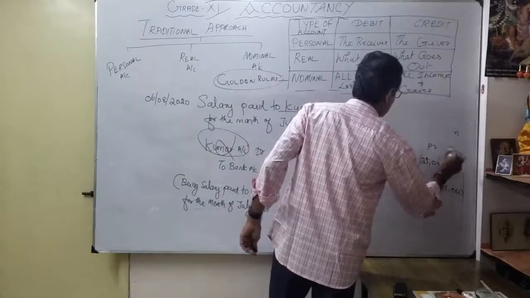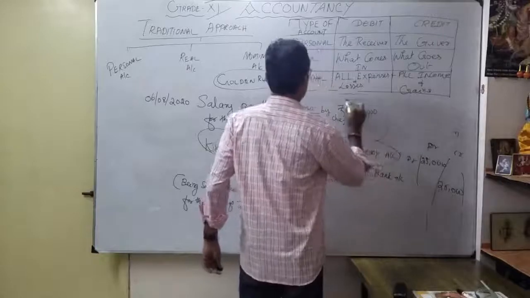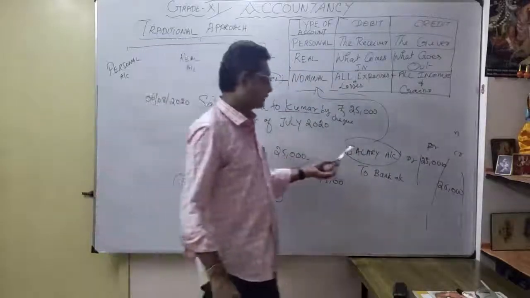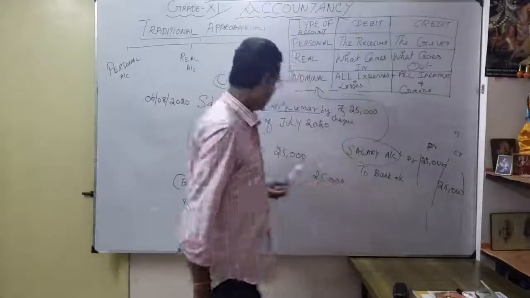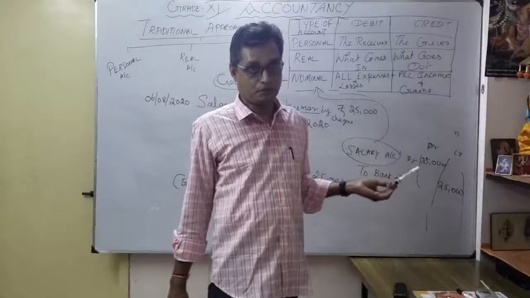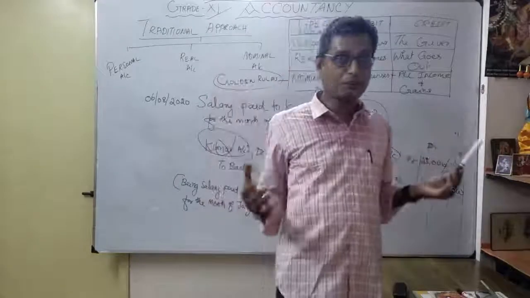Debit, credit. Why, sir? Because salary is what? Salary is coming under nominal account. Why? It is an expense for the company. Suppose I debited Kumar's account, I gave him a loan. I put the person's name, so I consider it a loan, so later on he has to pay.